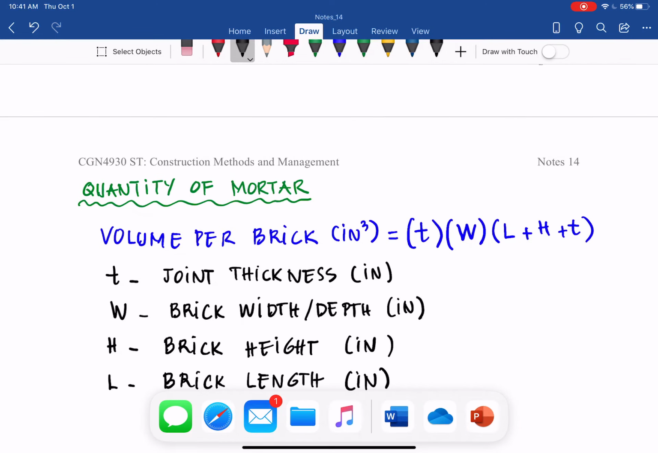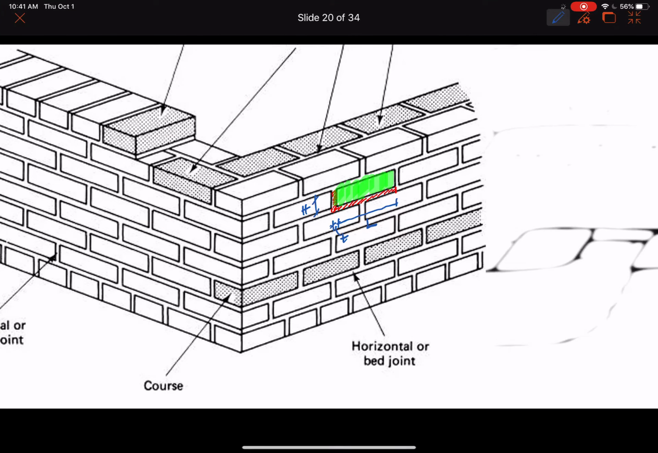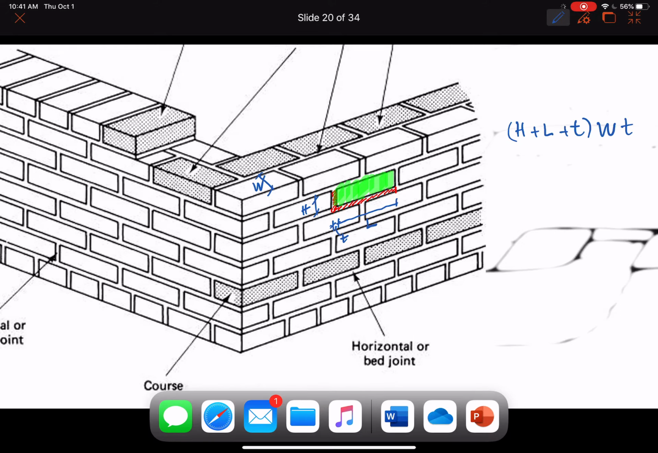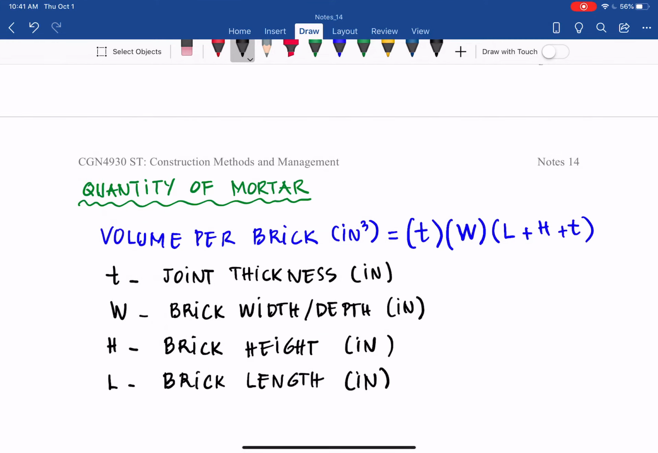And then we have the width. The width, for one brick, will be here. This is W, so we have to get inside. That is the two dimensions: H plus L plus T that go through for one brick. And we have to multiply by W, the width, and the thickness of the mortar, T. And that's what we have for that equation.